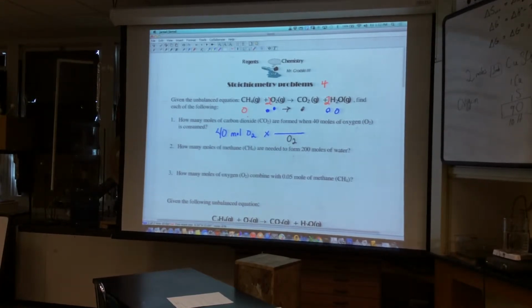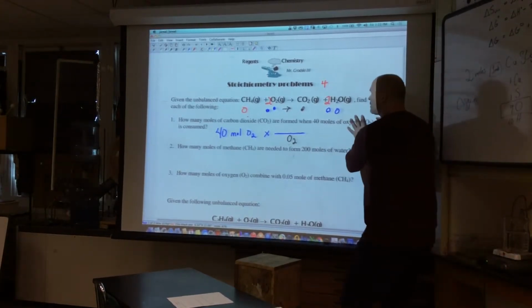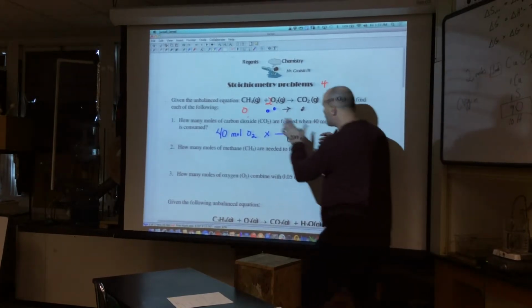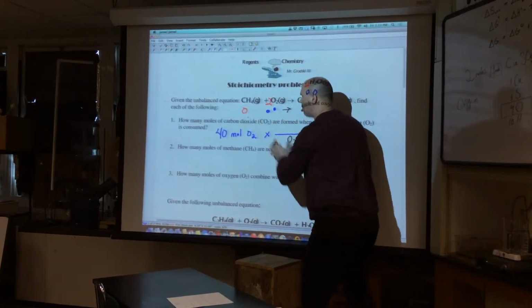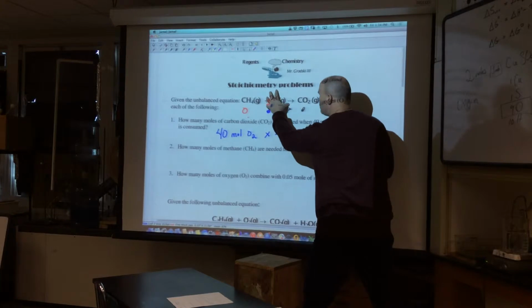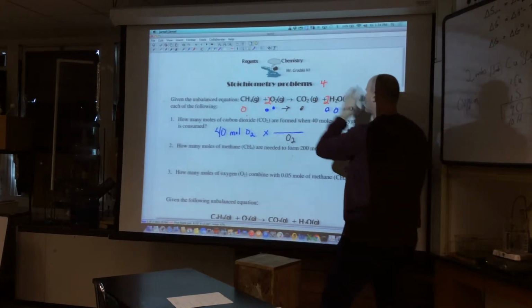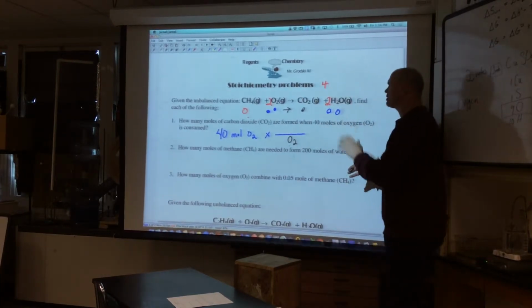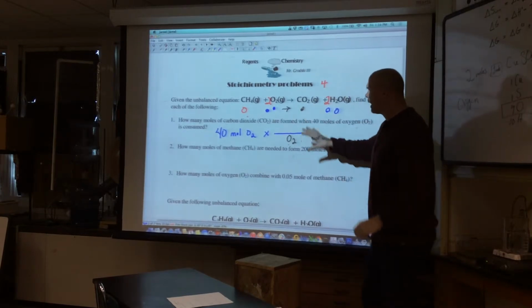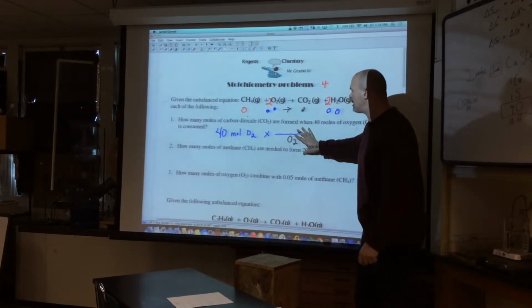Because I'm getting rid of O2. They're starting me with oxygen information, and they're asking for another chemical. I'm starting with oxygen information, and I want to get CO2. Now, some of you guys can do this in your head. It's a 2-to-1 ratio, but I want you to write it out because it would always be clear.